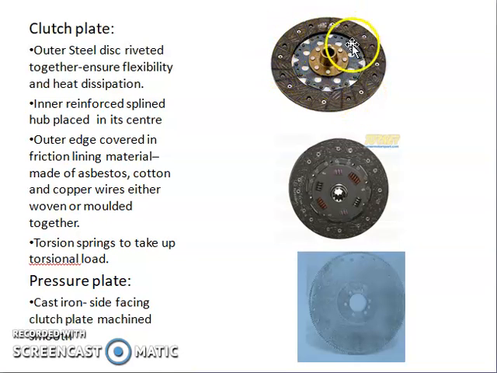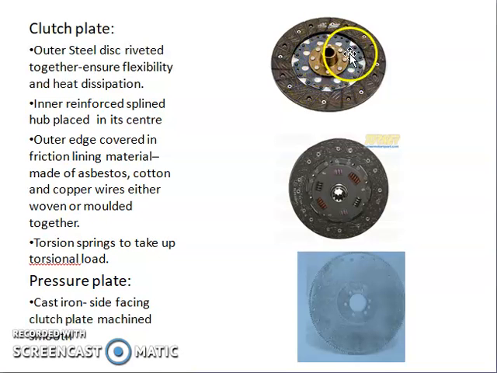The outer disc is a steel disc. It is not a single solid disc. You can see many steel plates which are riveted together. Why instead of using a solid steel plate do we use this type of construction? So that it has some flexibility as well as for heat dissipation. Otherwise, it may fail when it is rotating at high speeds.